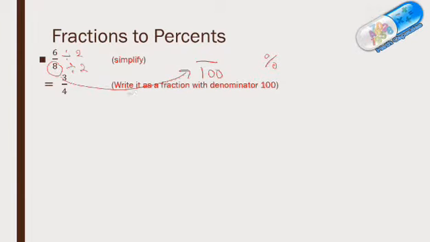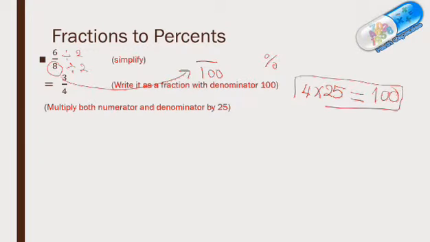3 over 4, we then write it as a fraction with denominator 100. So what do you do to make 4 be 100? We multiply both numerator and denominator by 25 because 4 times 25 equals 100. Remember this. So 4 times 25 equals 100 and 3 times 25 equals 75. So now the fraction became 75 over 100 or 75 hundredths. How do we write it as a percent? We just, instead of putting over 100, put the percent sign here.